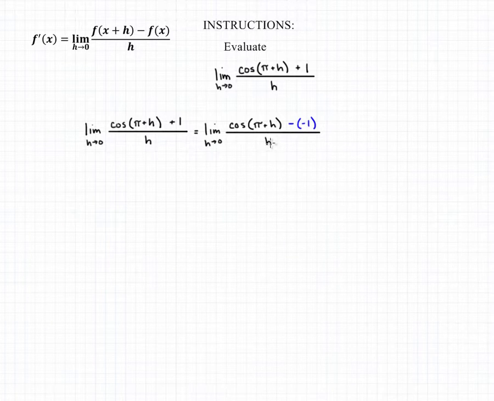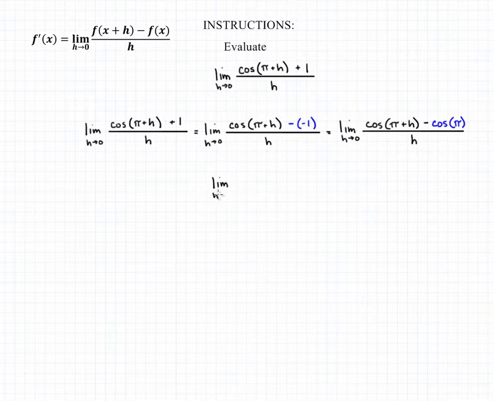So we're going to use a little trick of arithmetic and rewrite that as cosine of pi plus h minus -1. We then would like to have -1 in terms of cosine and pi, and so what we can do is rewrite this again into cosine of pi plus h minus the cosine of pi, which is the same thing as -1, all over h. So now we have our definition of the derivative form. What we're looking for is what function we're dealing with and what value we're trying to plug in.